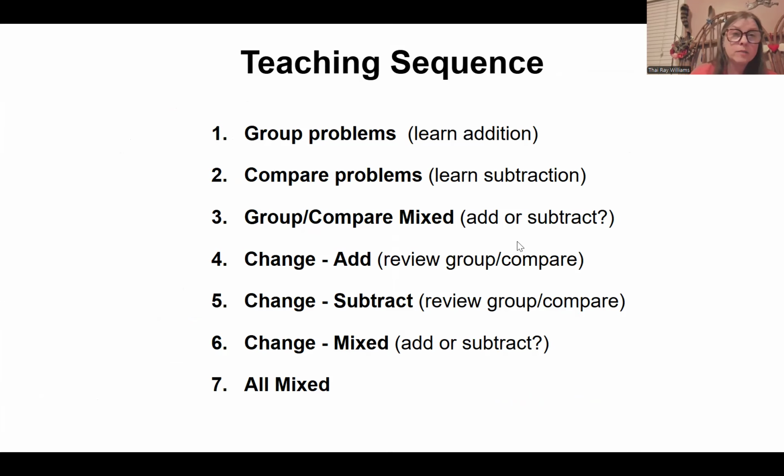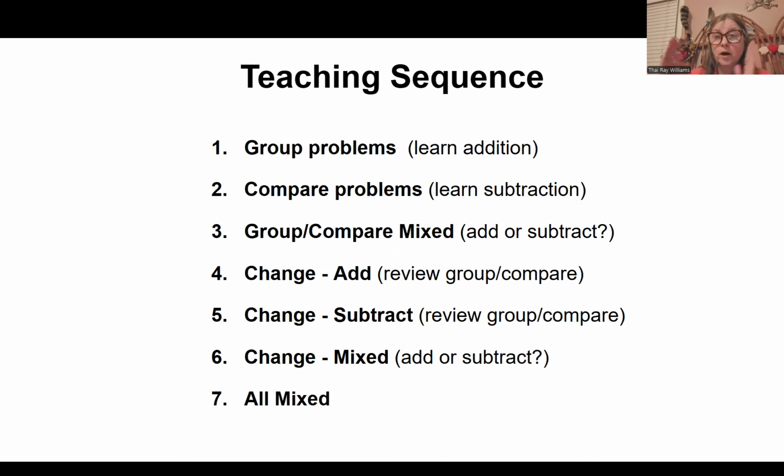All right, so next we're going to talk about the teaching sequence when we're teaching word problems. We teach them in a very specific order. We start with group problems, which is addition, which is much easier. So we're going to start with the skill that's the easiest: group word problems. Then we're going to move to subtraction with compare word problems. And after that, we're going to do a mix where the students have to determine, do they use addition or subtraction? But we're only combining, doing a mix of group and compare. So group, then compare, then group and compare.